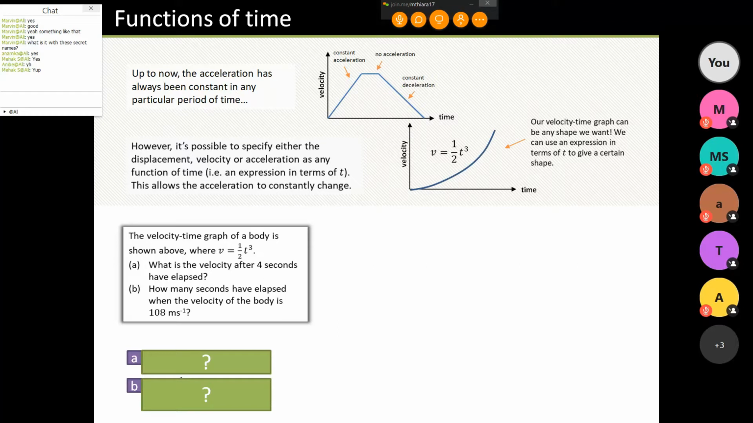The velocity time graph of a body is shown above, where v equals a half t cubed. What is the velocity after 4 seconds have elapsed? That simply requires you to substitute 4 into t, and that will give you v. It's just like saying y equals a half x cubed. Here t is 4, so v is going to be a half times 4 cubed, so 32 meters per second.